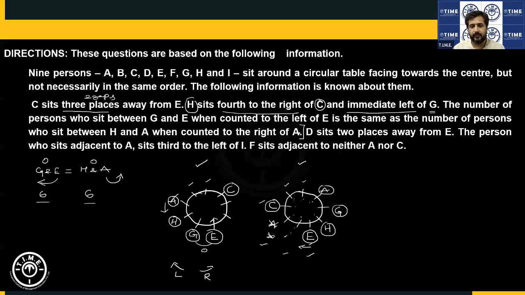D sits 2 places away from E. It is mentioned 2 places away, nothing but 1 gap. And it is not mentioned whether it is to the left side or right side, so both the sides we have to consider. If I go to the left side of E, already we have H in the 1 gap, so we cannot take. So let us move to the right side: E, 1 gap, and D, we have a place. In this case, if I take to the right side of E, already we have G, so I cannot place. So let's take to the left side. So here will be D's position.